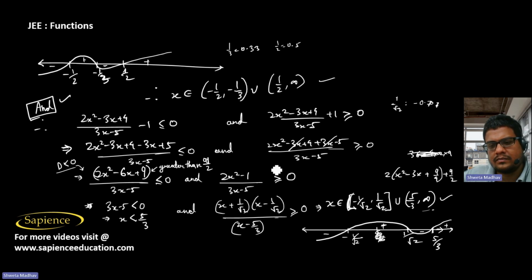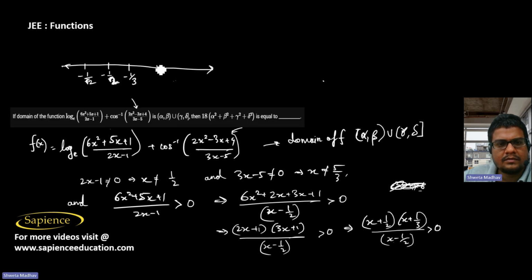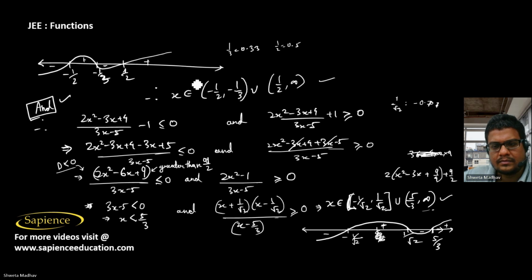Then we have 1 by root 2, which is 0.7. We have 0.5 here, so here we have half. Here we have 1 by root 2, 0.5. This is 0.7. 0.7, 0.5, 0.7, and here we have 5 by 3.